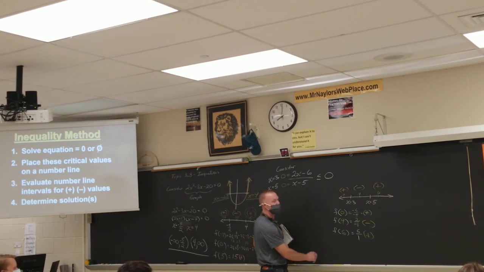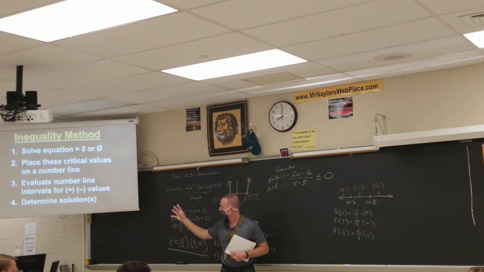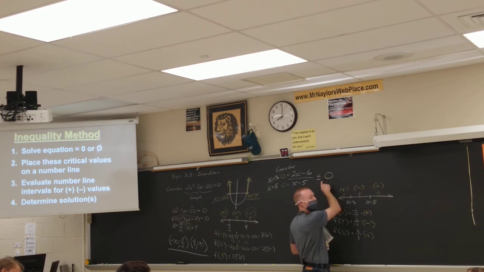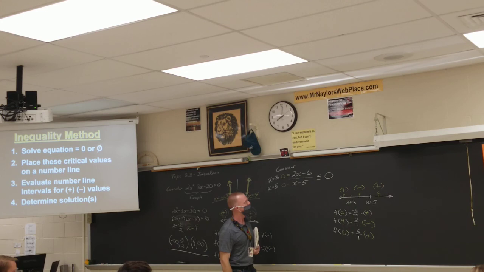But what do we need? We need numbers that are less than 0. This is important. This is kind of step 4. You have to say, oh, I need the negatives this time. So, negatives between 3 and 5. Between 3 and 5.